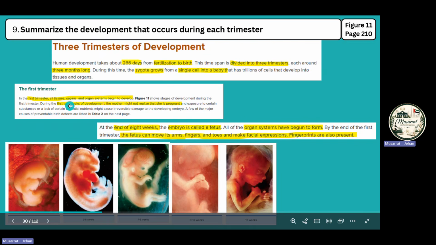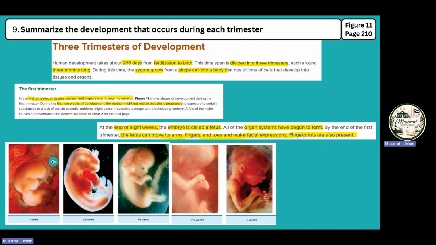So first trimester, all tissues, organs, and organ systems begin to develop in the first trimester. Means what? 3 months. So the development takes place 266 days from fertilization to birth. It's divided into 3 trimesters. During this time, the zygote grows from a single cell into a baby. So first trimester, tissues, organs, and organ systems develop. In the first 2 weeks of development, the mother might not even realize that she is pregnant. At the end of 8 weeks, that means 2 months, the embryo is called a fetus. So this you should know. When do we call the embryo a fetus? So the embryo is called a fetus at the end of 8 weeks.